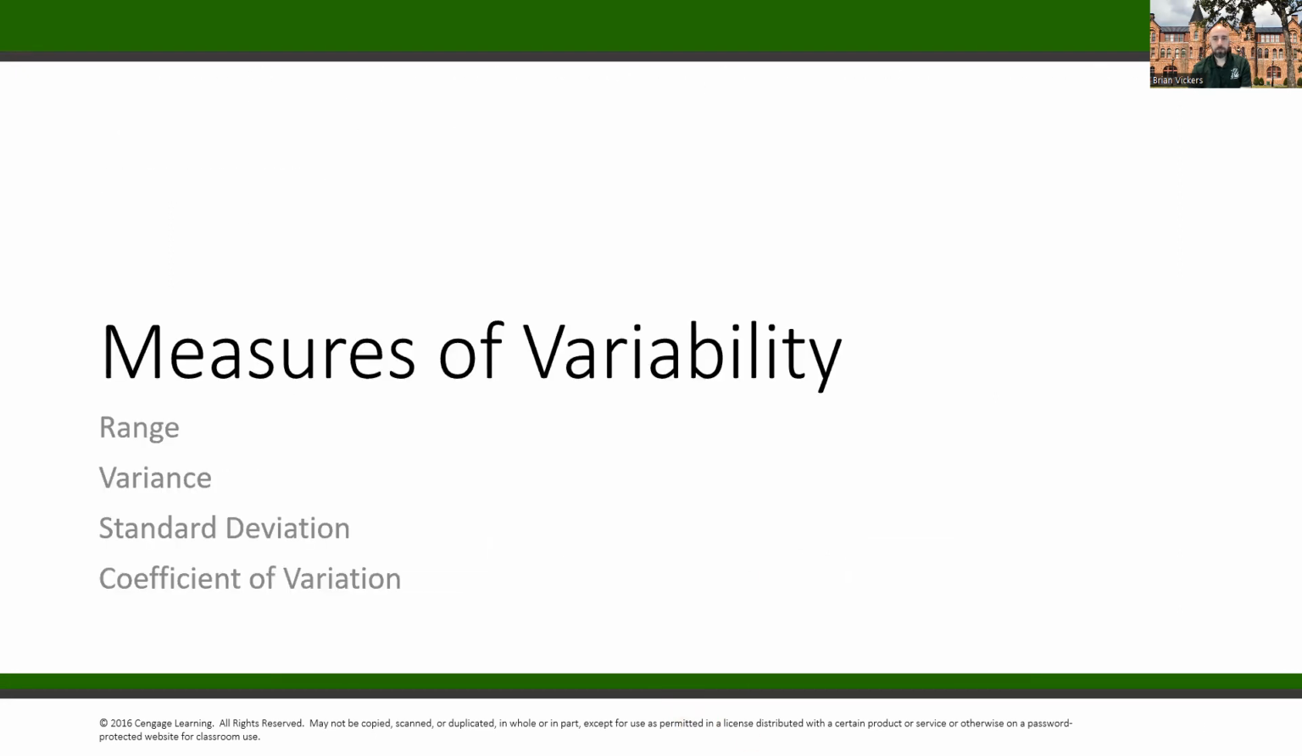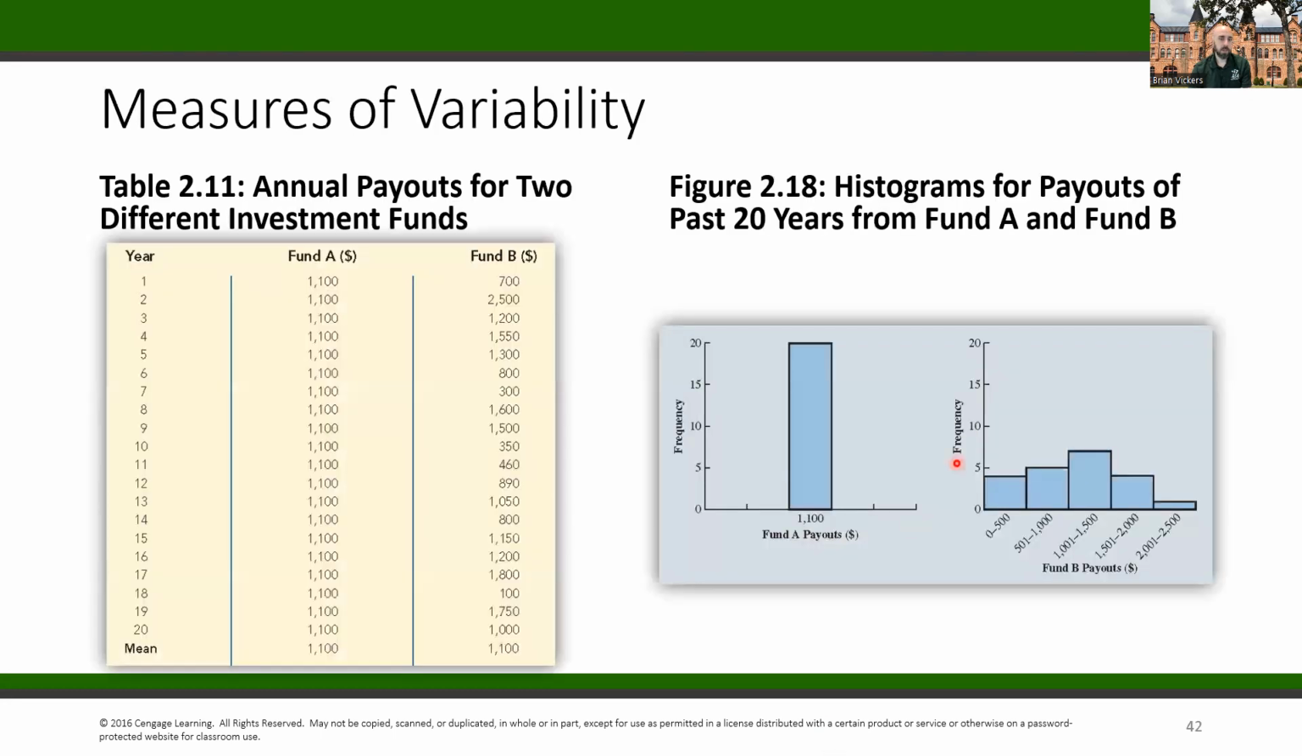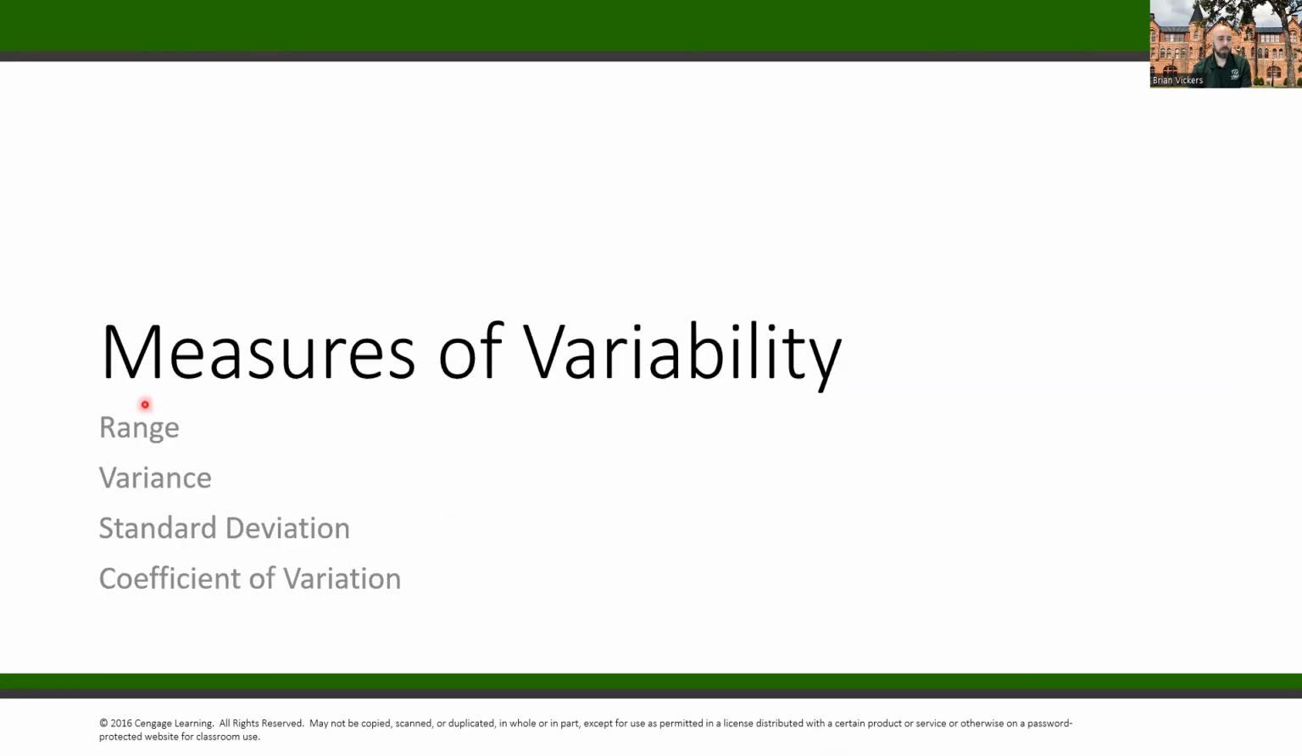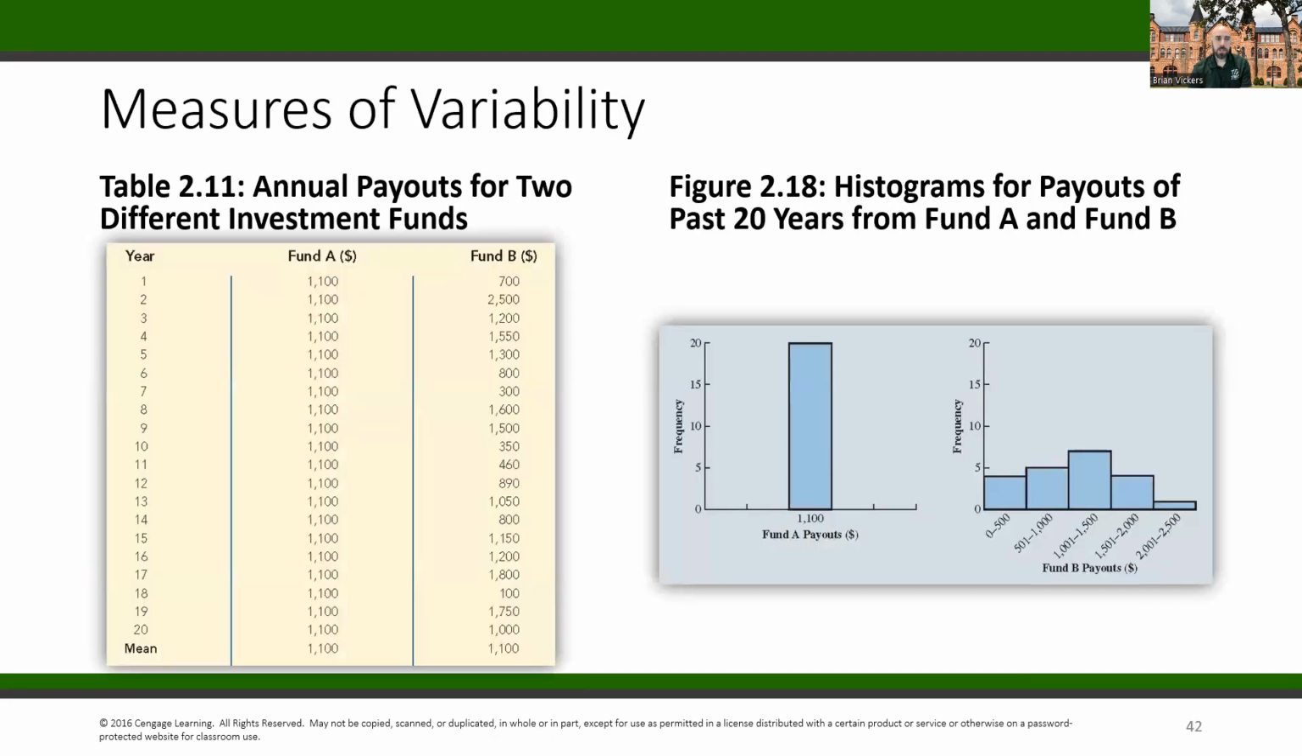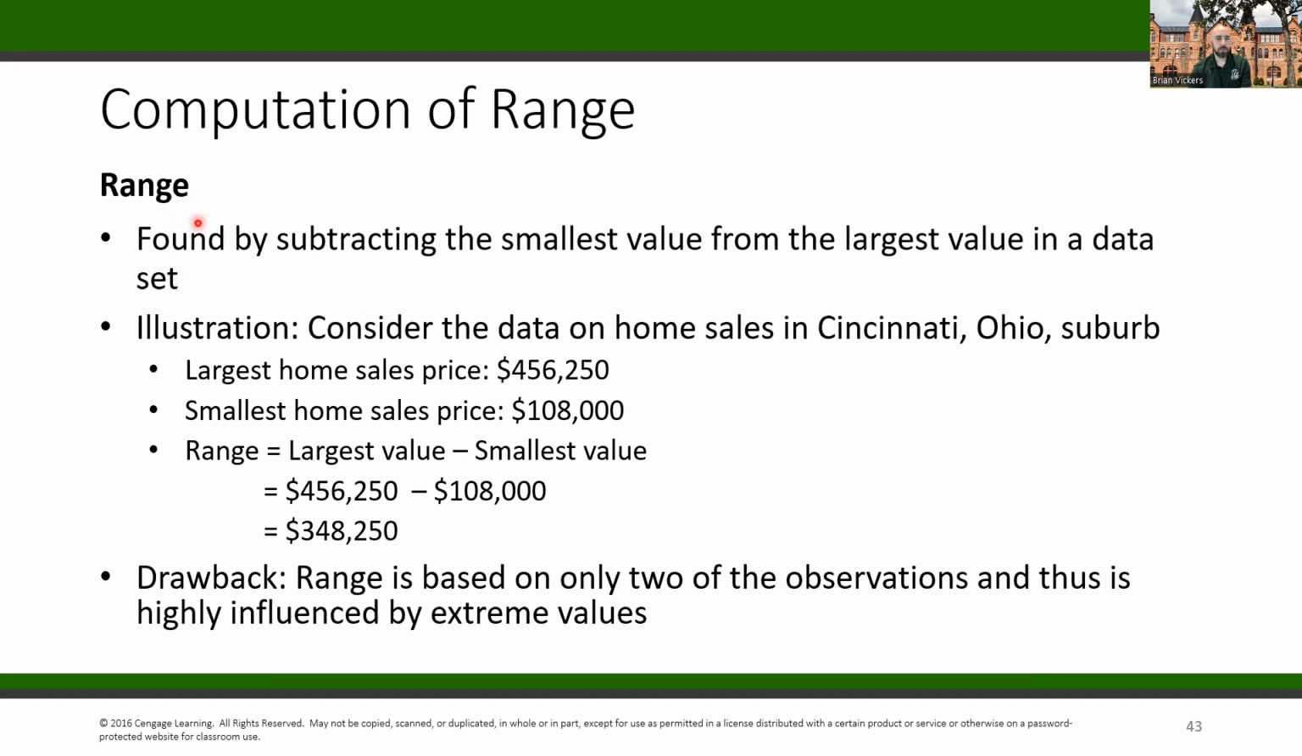So that's that. Sometimes we want to measure the variability in something. There are various types of measurements at play. Here's an overview: range, variance, standard deviation, and coefficient of variation. The range is just the difference between the highest and the lowest value of something. If you want to know the range of house prices for sale, find the highest one and the lowest one, subtract the lowest from the highest, and you could say the range is 348,250.